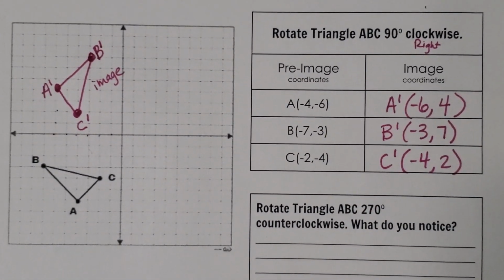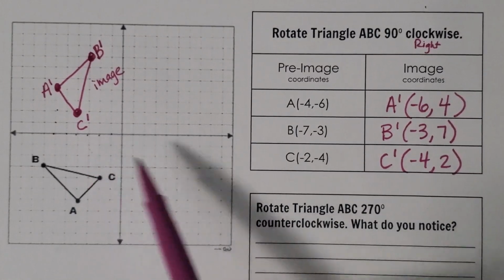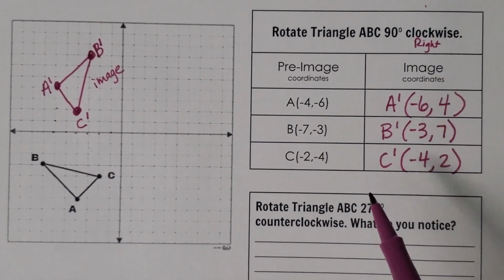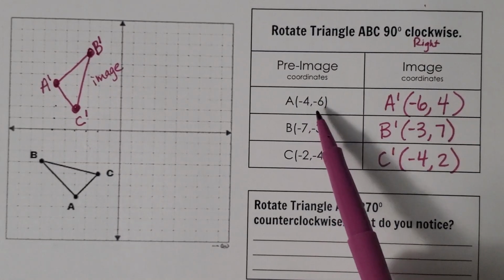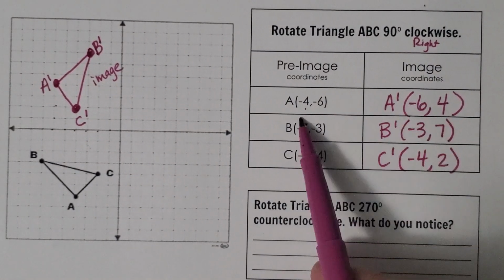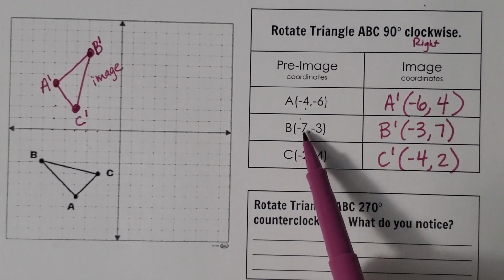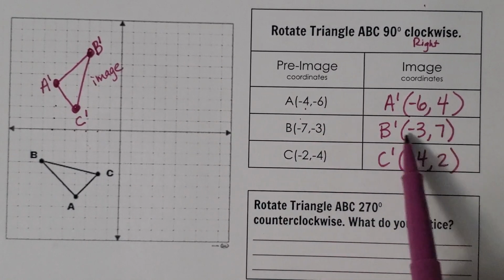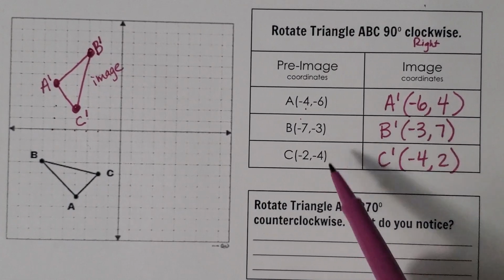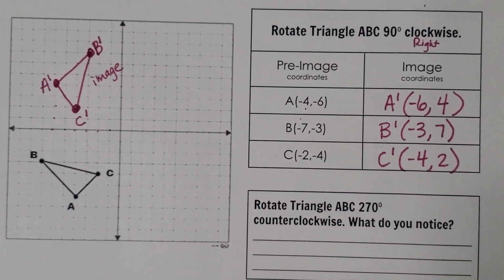So by doing that rotation with the patty paper, I'm easily able to see where my new points are going to be. And I can also start to see the relationship between my coordinates. I can see that I'm still using the same digits, a 7 and a 3 on the B and so on and so forth, but the order is kind of different. And we'll talk about that in a second.